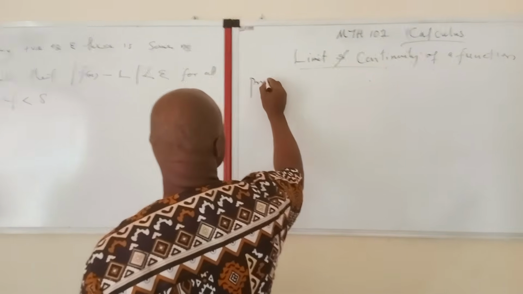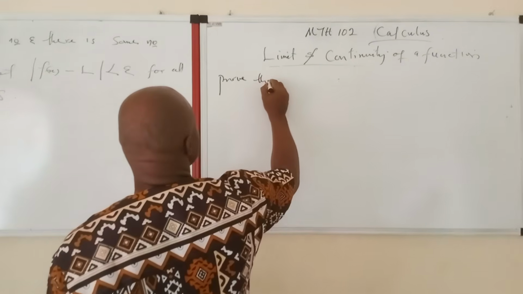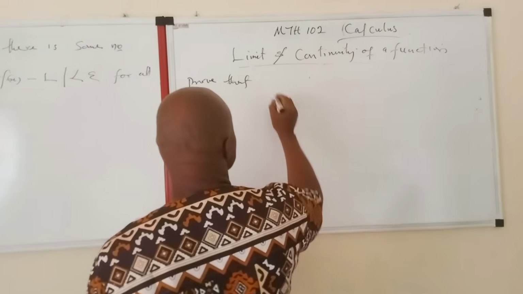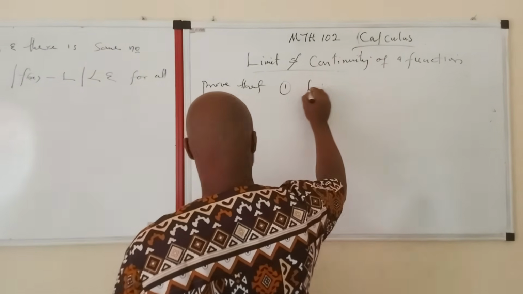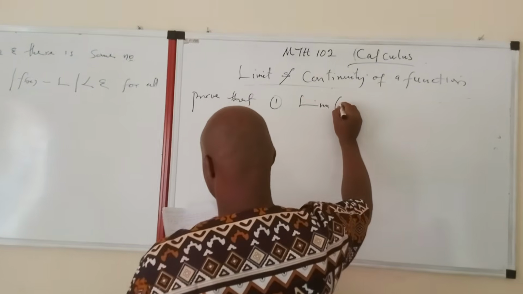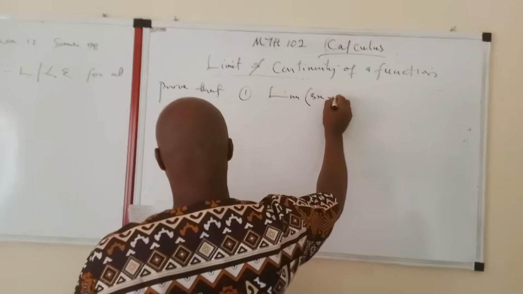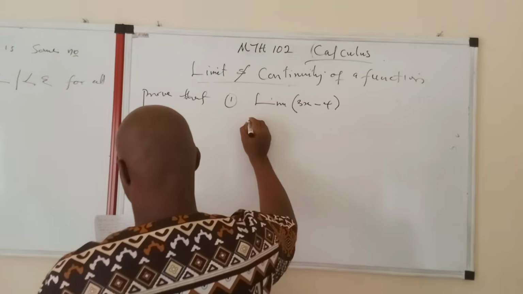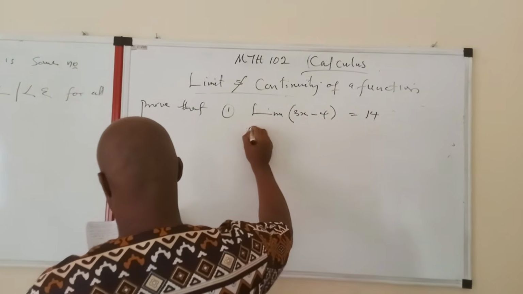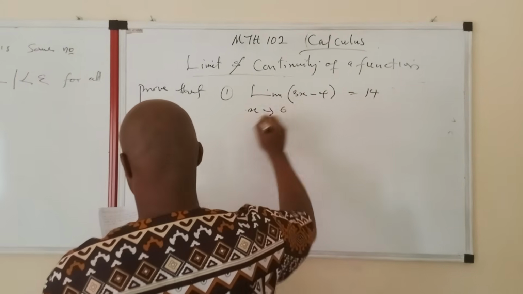Now let's consider some examples to illustrate what we have. Say, prove that the limit of this function 3x minus 4 is equal to 14, where x tends to 6.